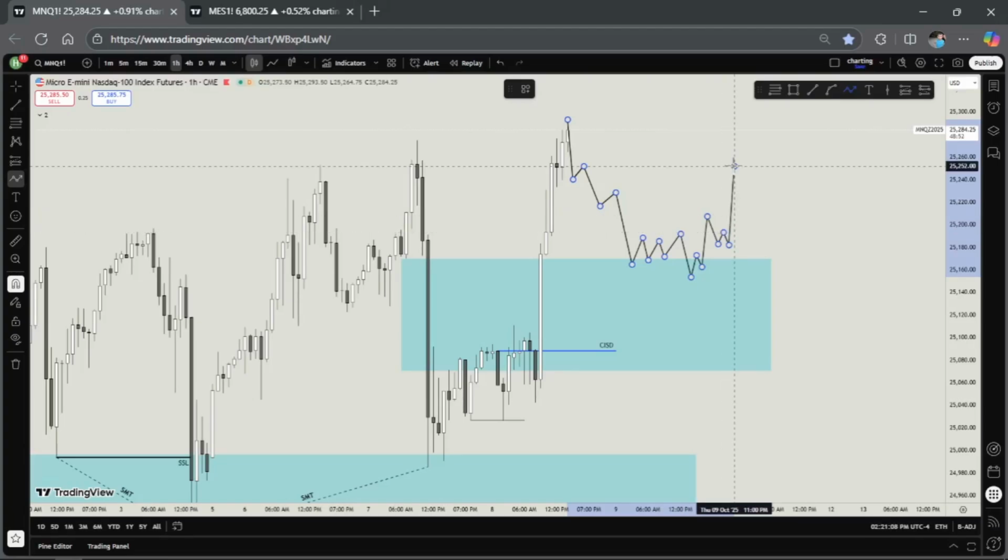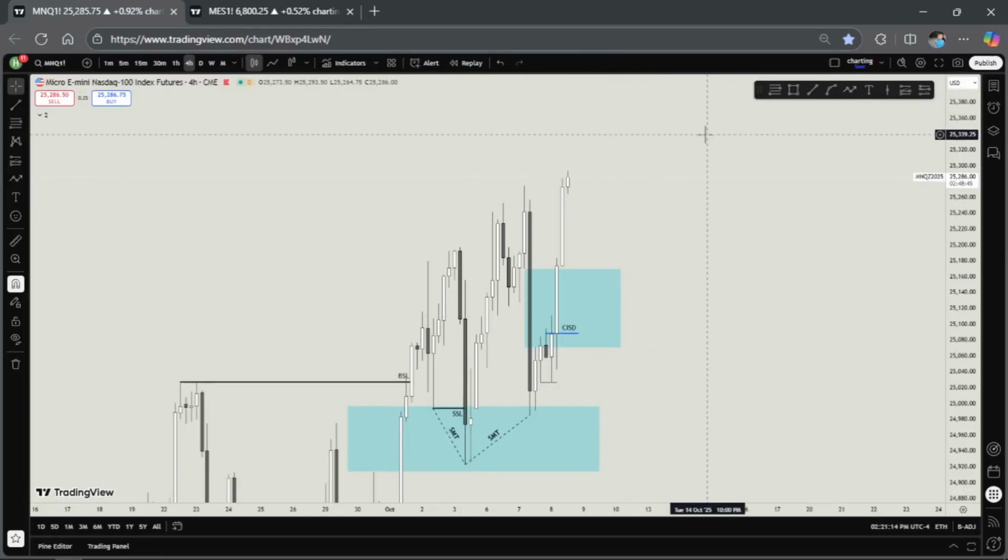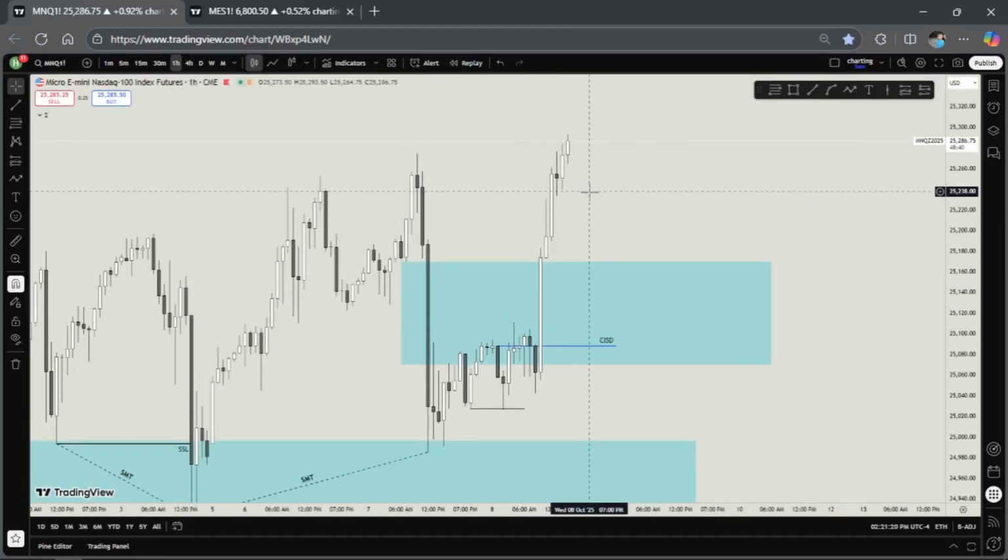maybe this. Maybe this. I don't know. Everything can happen. Market can pump higher. Market can dump. So everything can happen. It all depends on the overnight session. We don't know what's gonna happen.